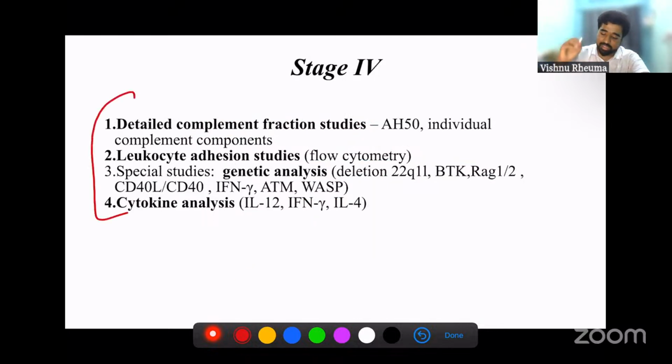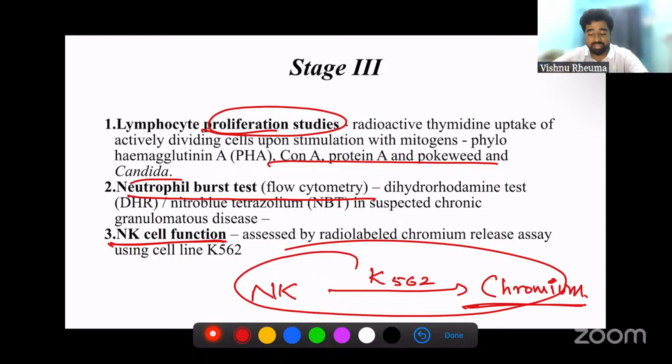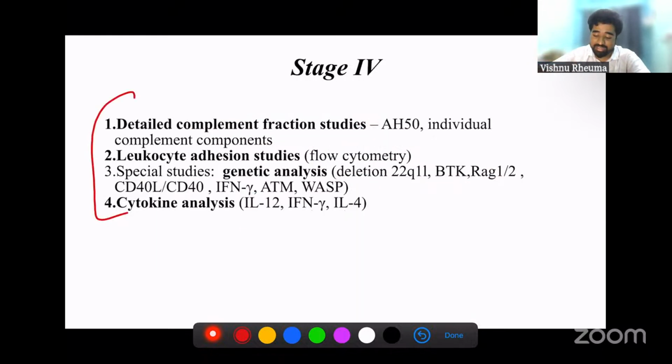Stage 4, your basic genetic analysis will come, which a lot of times we jump to very early, because these stage 3 tests are sometimes even costlier than genetic analysis. And also your leukocyte adhesion defects, and also cytokine analysis. Cytokine analysis we rarely do, because a lot of times we don't have the reagents. So mainly it is genetic analysis here, leukocyte adhesion test, and your next level complement test. So basic complement is your CH50, C3, C4. Next level is your individual complement, C1 to C9, everything you will check, and your AH50, your alternate pathway testing also you will do.